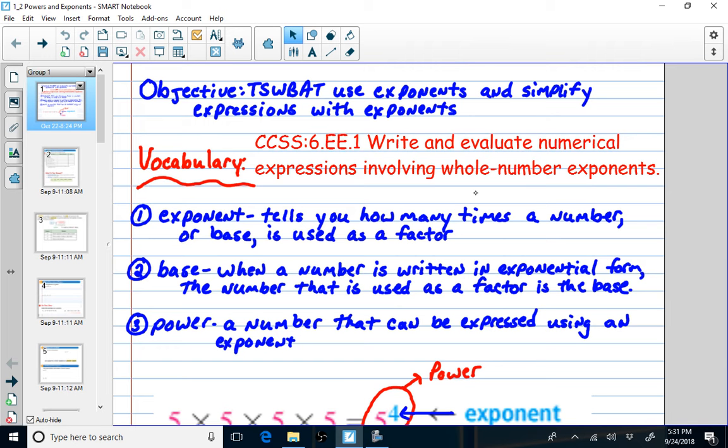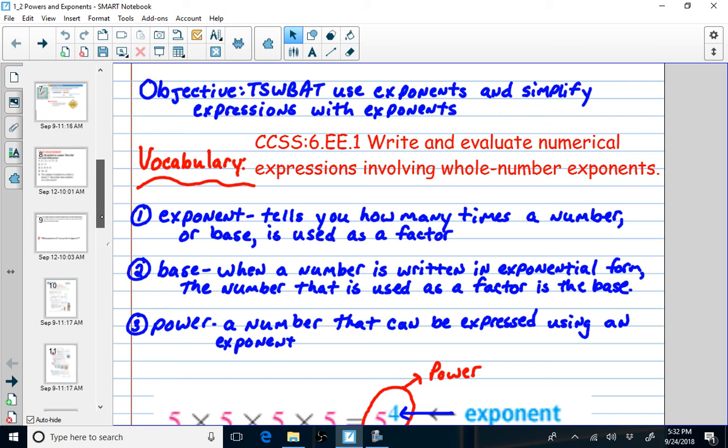There are 3 vocabulary words that go with this objective in this lesson. The first one is the word exponent. It tells you how many times a number or base is used as a factor. Our second vocabulary term is a base. When a number is written in exponential form, the number that is used as a factor is the base. The third vocabulary term today is a power. A power is a number that can be expressed using an exponent.